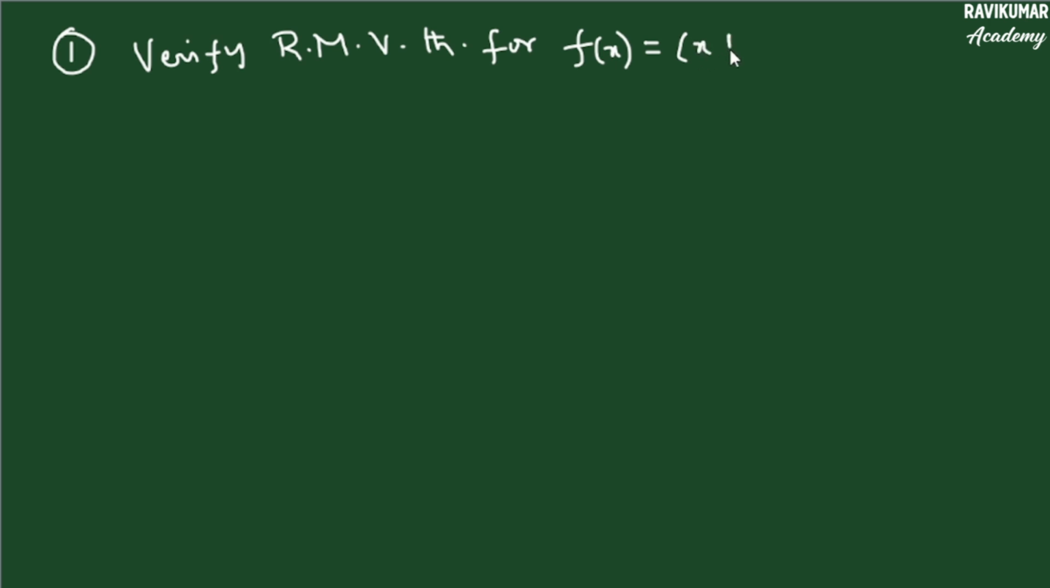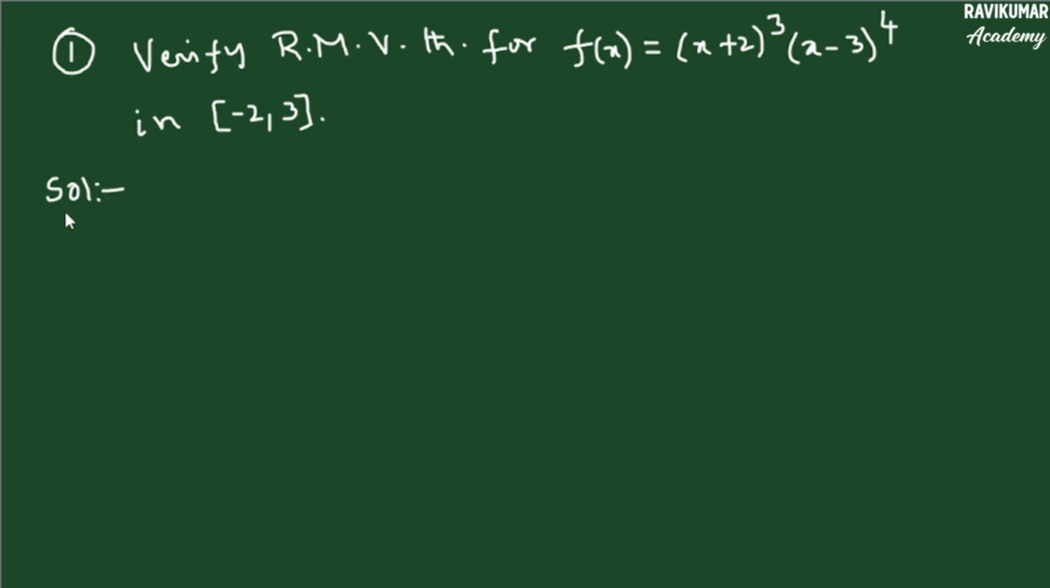Let us take the first one. Verify Rolle's mean value theorem for f of x is equal to (x plus 2) whole cube into (x minus 3) whole power 4 in the interval minus 2 comma 3.